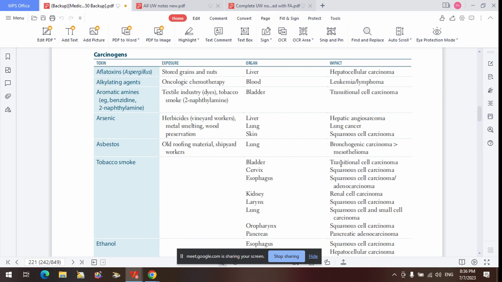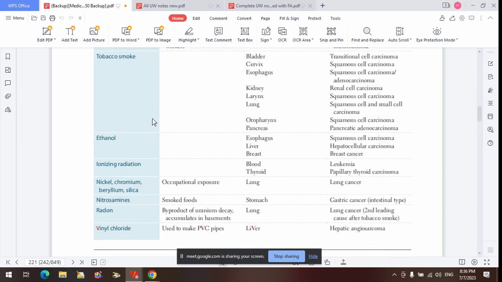Mesothelioma is when there is malignancy of the epithelium of the pleural cavity. So malignancy of the epithelium of the pleural cavity is mesothelioma. Epithelium of the lung is bronchogenic carcinoma. Asbestos is the only cause of mesothelioma, but the majority of the cancer that comes from asbestos is bronchogenic carcinoma. We need to be able to separate that distinction.